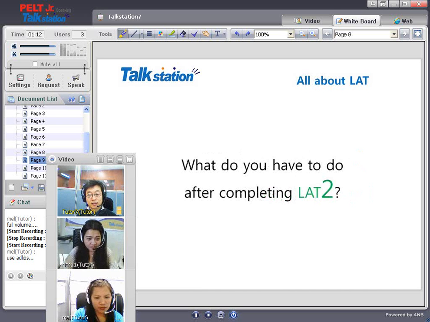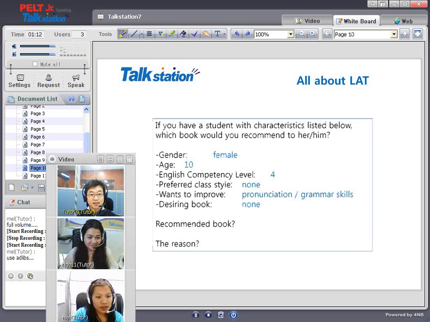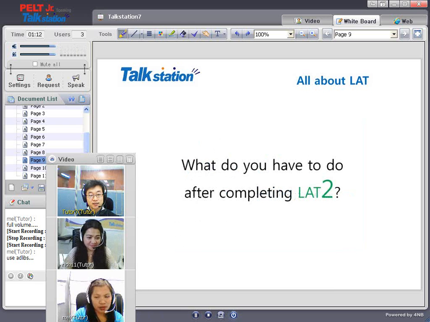And after the second LAT, this part is already answered, right? Yes. The tutor can adjust the previous level assessment, and maybe she could re-recommend some other material too. In the second LAT, the tutor should also assess the reaction of the student, the response of the student to the book.